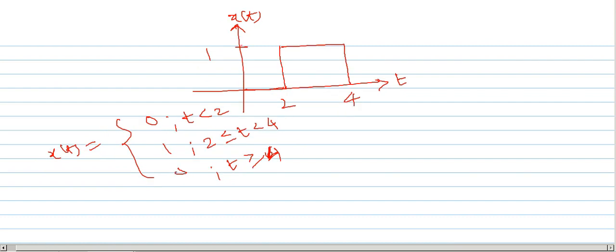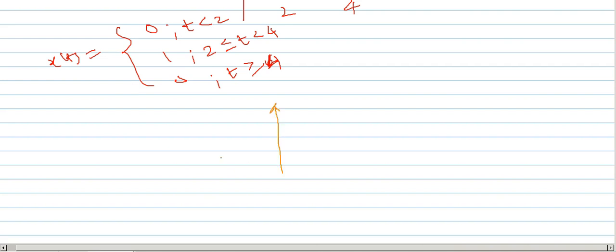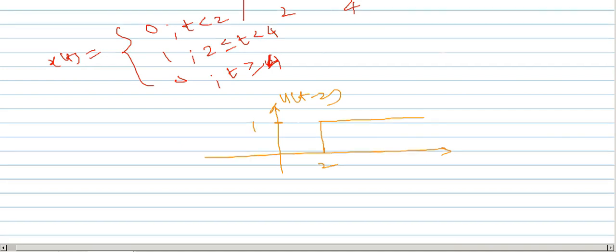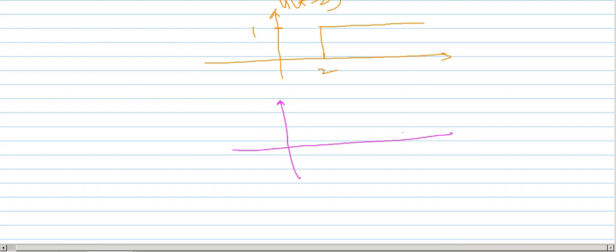Now we can represent this signal in another way, in terms of unit step signals. For example, we can have a unit step signal which is shifted by 2. So this signal is u of t minus 2, and its amplitude is 1. We can have another signal, u of t minus 4, with a negative sign. So this signal will be like this, minus u of t minus 4.